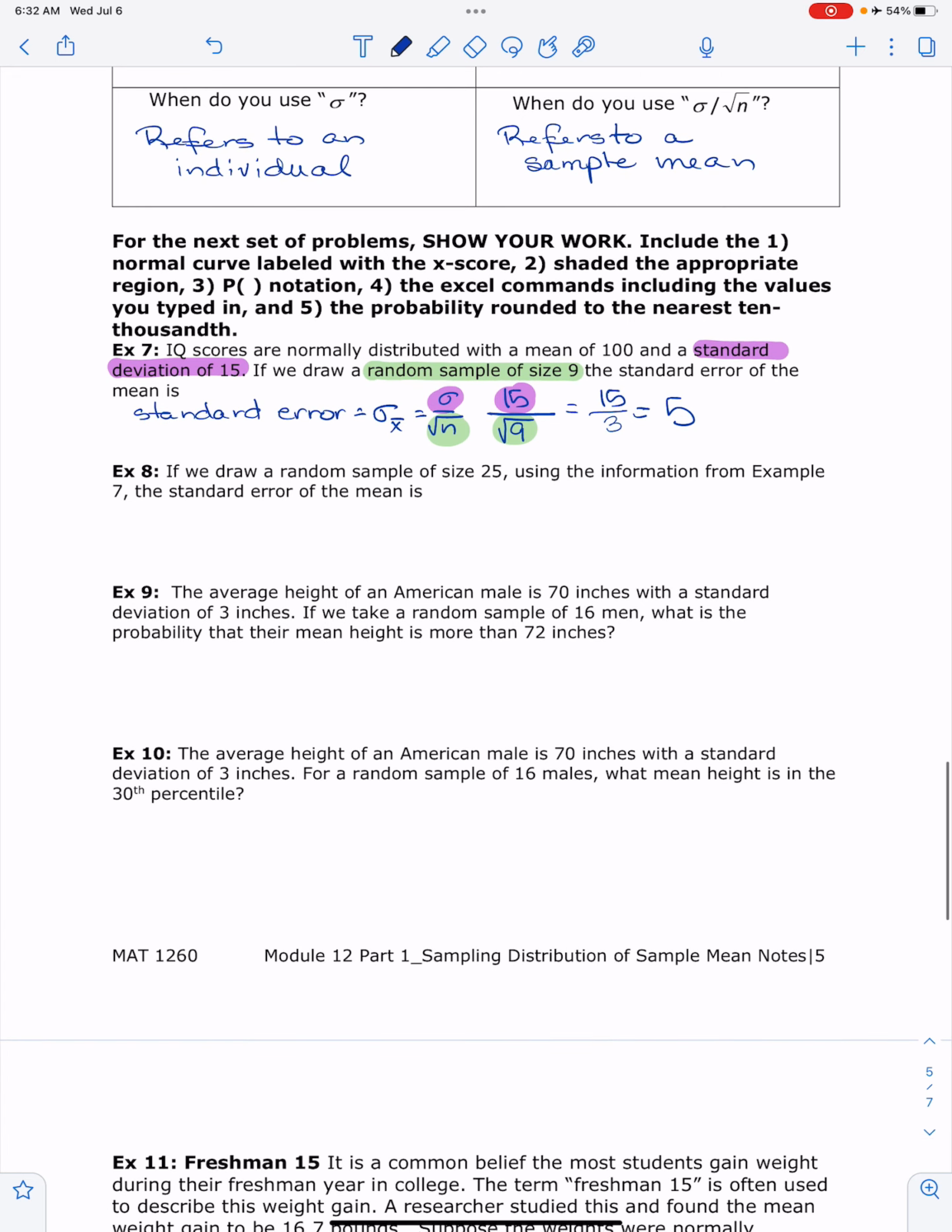Okay, so let us do this again. We've got a random sample of size 25 this time. Still have that same standard deviation of 15. So our standard error is sigma sub x bar, and I'm going to write this again. Got 15 divided by the square root of 25. And so I'm going to point that out.